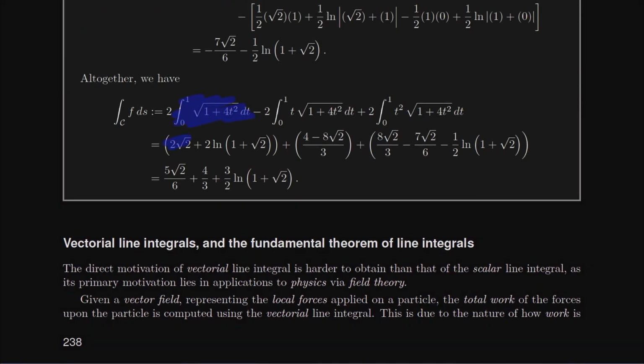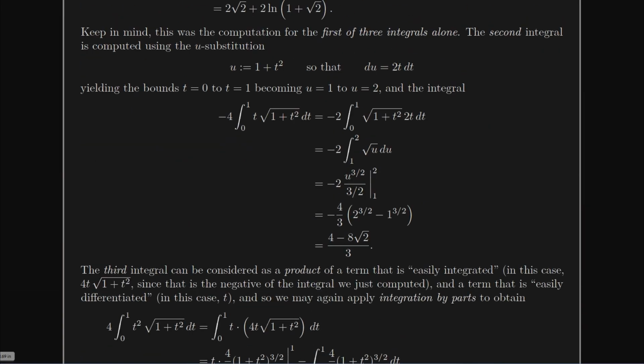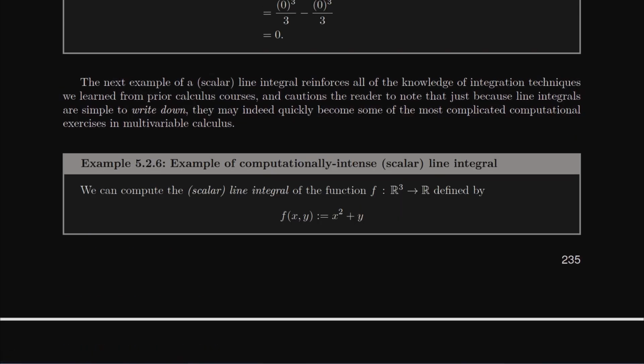Here's the outcome of the first integral. Here's the outcome of the second integral. Here's the outcome of the third integral. And simplifying everything, we get 5 root 2 over 6 plus 4/3 plus 3/2 log 1 plus root 2. That was absolutely crazy, just starting out with this scalar line integral of what felt like a fairly simple curve in a fairly simple scalar field, x squared plus y. But hey, that's what calculus is all about, a little bit of problem solving.